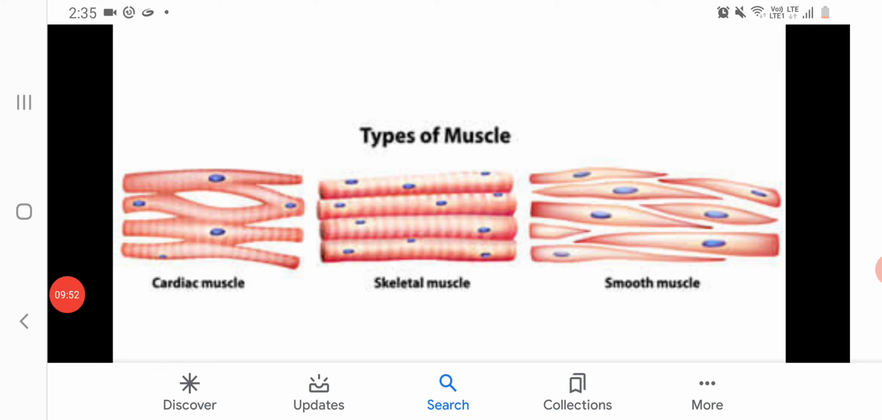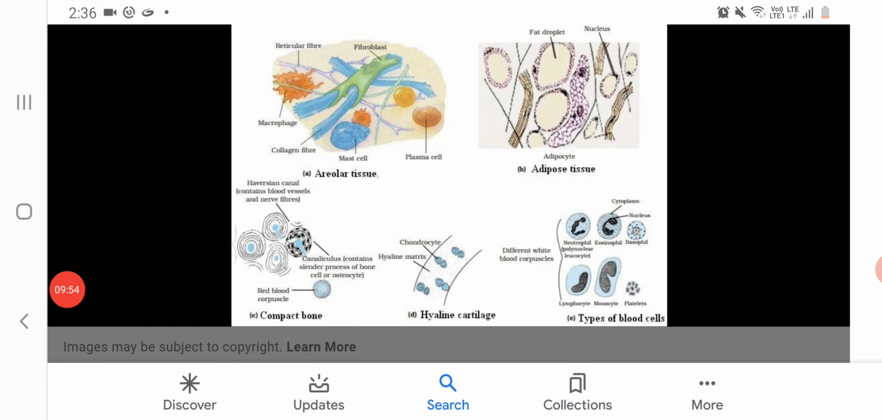Now we are going to study about connective tissues. In the connective tissues, different types are there: areolar tissue, adipose tissue, compact tissue, hyaline cartilage, and blood cells.